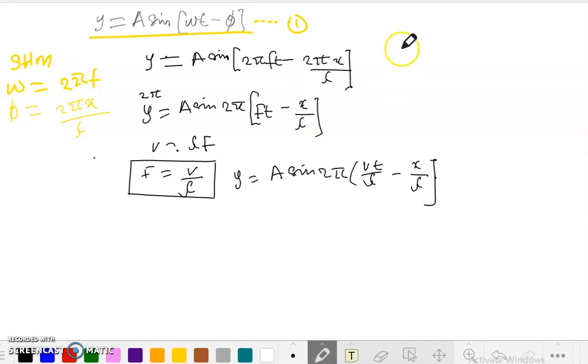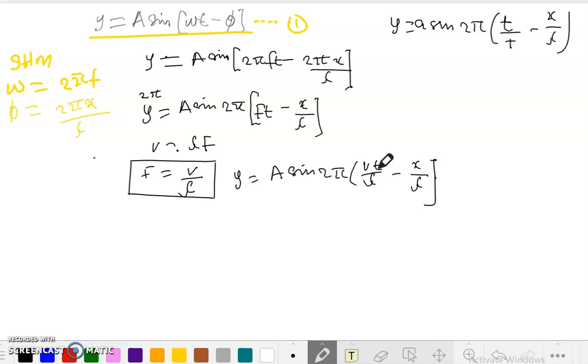Of course, what we are proving is that y is equal to a sine 2 pi, then in our bracket we had the small t over capital T minus x over lambda. So this is what we want to show.